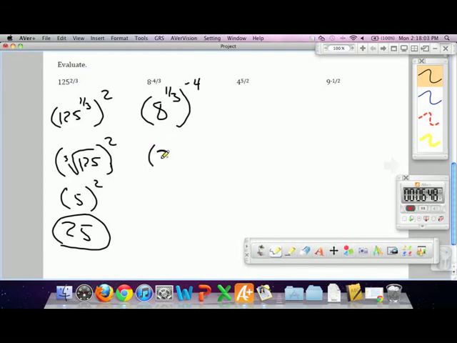Do we know what 2 to the negative 4th power is? What does a negative exponent tell us to do? It does not tell you to quit. It tells you first to flip this over the fraction bar and make the exponent positive.